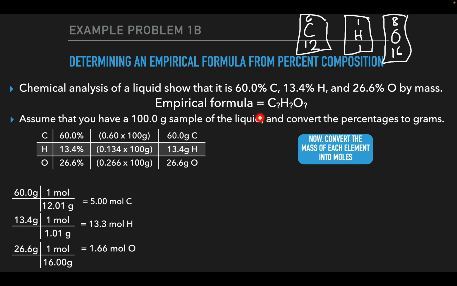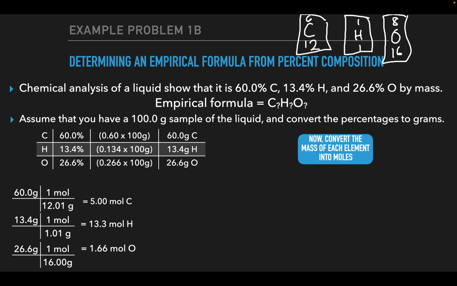For carbon, 60 grams of carbon, what is the molar mass of carbon? 12. 60 grams over 12 grams gets the moles there. For hydrogen, same thing. We got 13.4 grams of hydrogen, and the molar mass of hydrogen is 1, so about 13.3. If you put 13.4, it doesn't really change anything anyway. For oxygen, 26.6 grams of oxygen, divided by 16, equals 1.66 moles of oxygen.